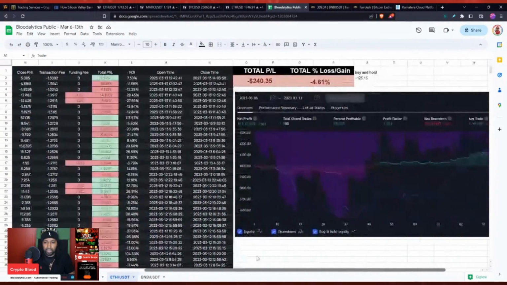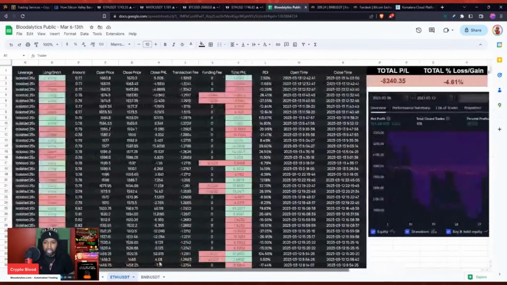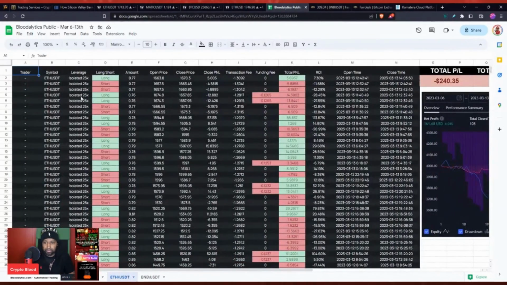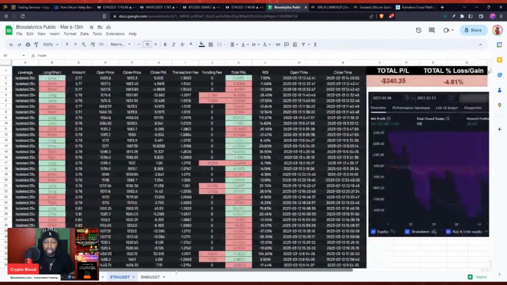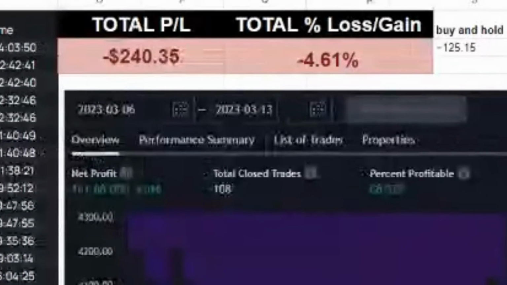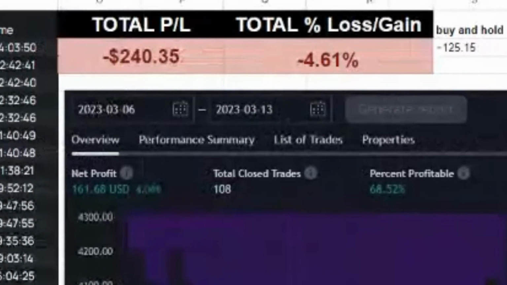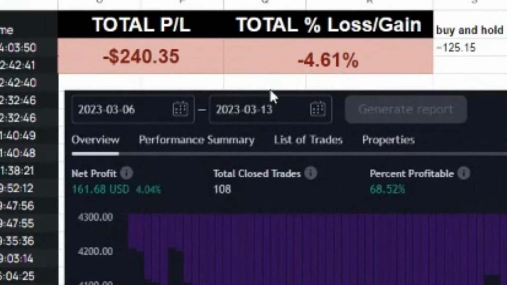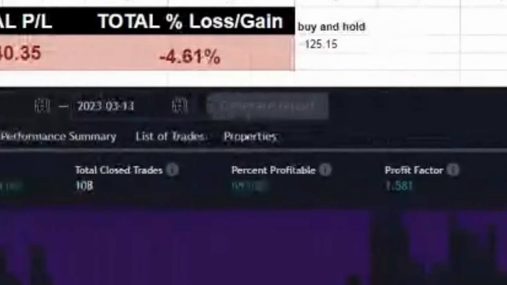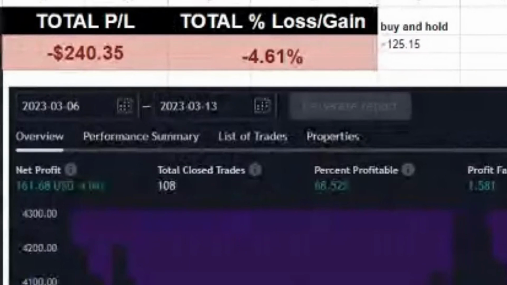Now this one here, and again, last week, this is on Ethereum. As you guys see in this column, on Ethereum I lost $240 just on Ethereum trades, negative 4.6%, versus where it should have been reflecting something like up $161 or up 4%.